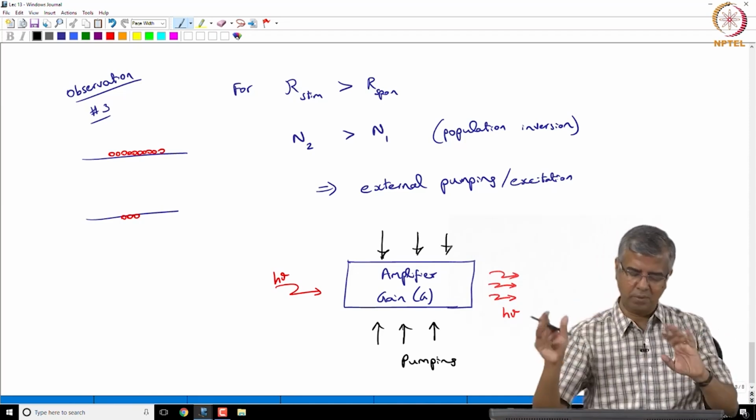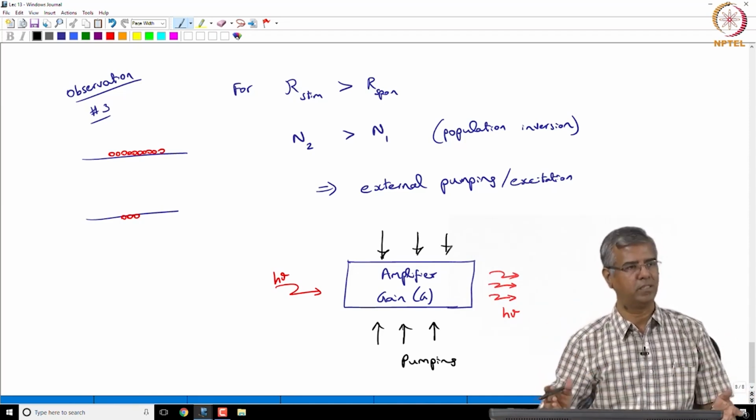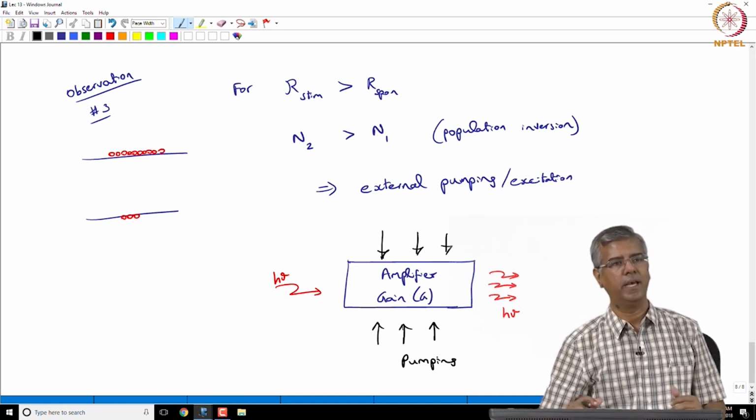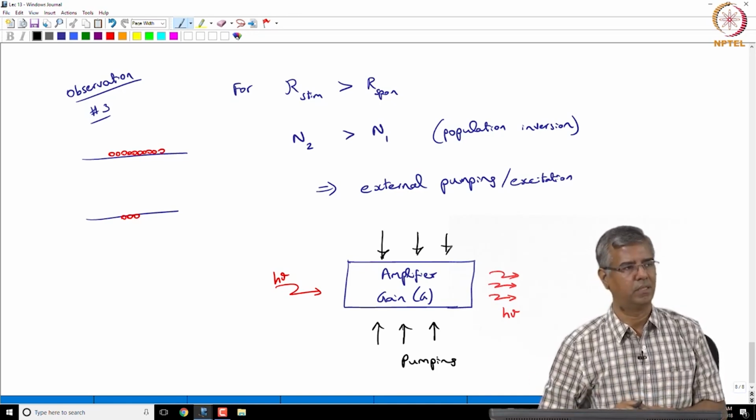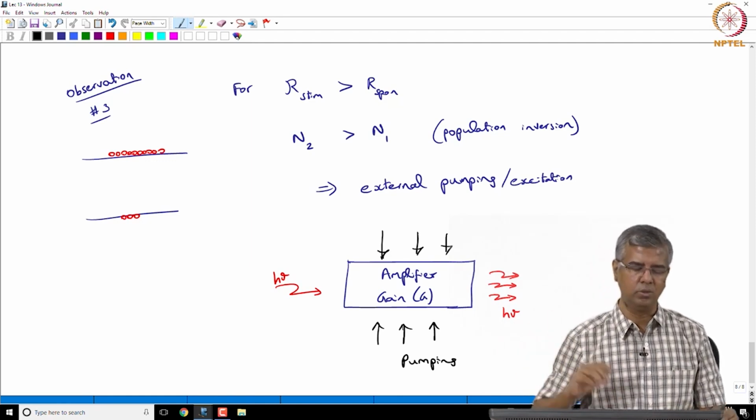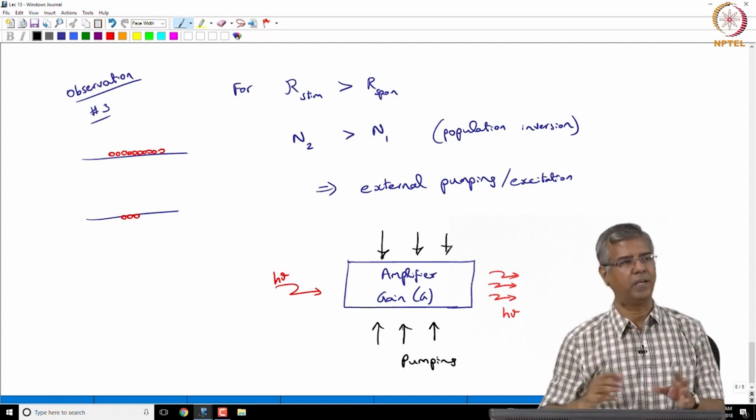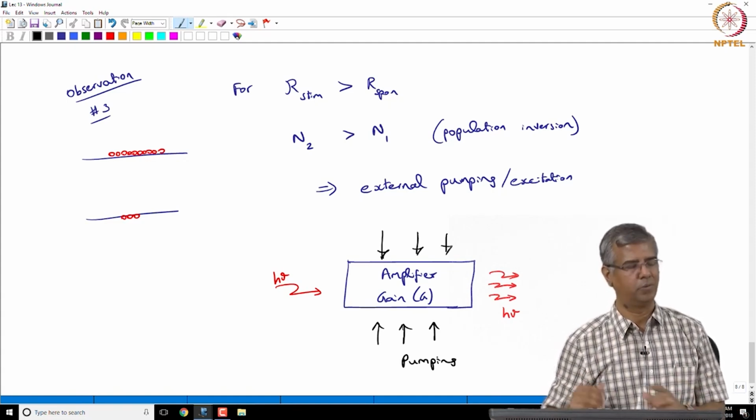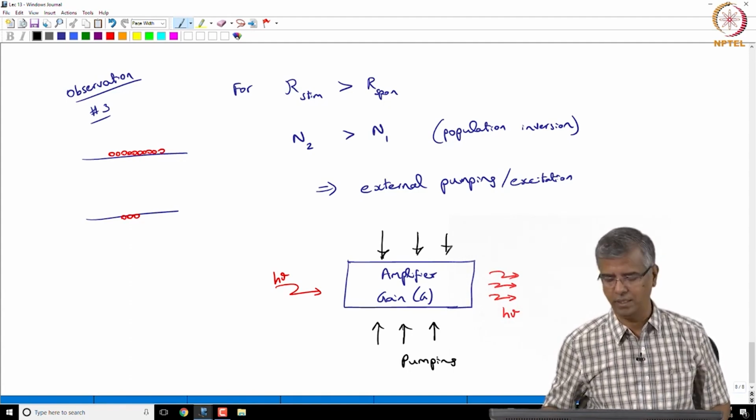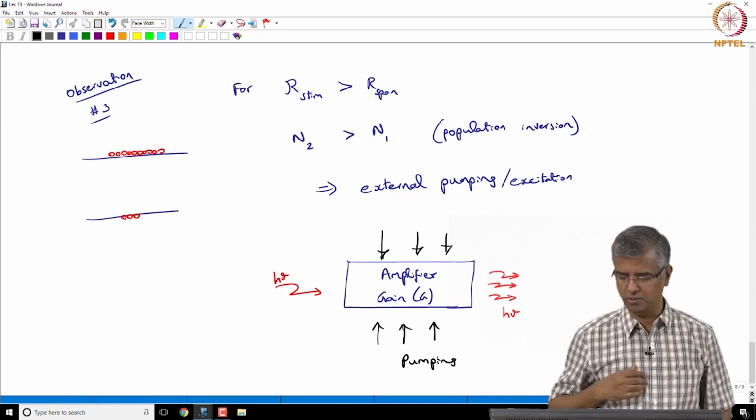Okay. So, you need some external energy source to get over this thermal equilibrium condition and have this stimulated emission possible. Okay. And that actually takes us into this exciting topic of optical amplification, which we will look into in more detail in the following lectures. Okay. So, let me stop at this point and we will continue next lecture.